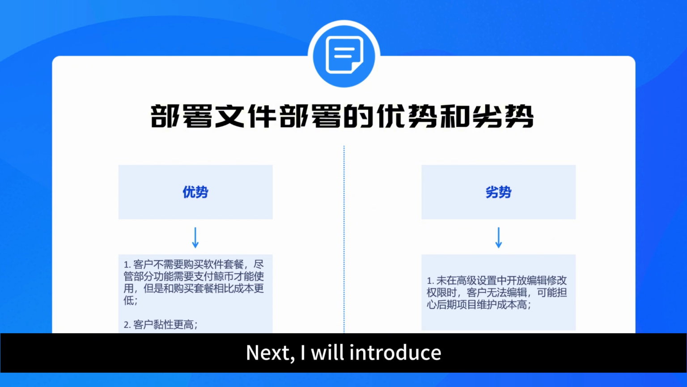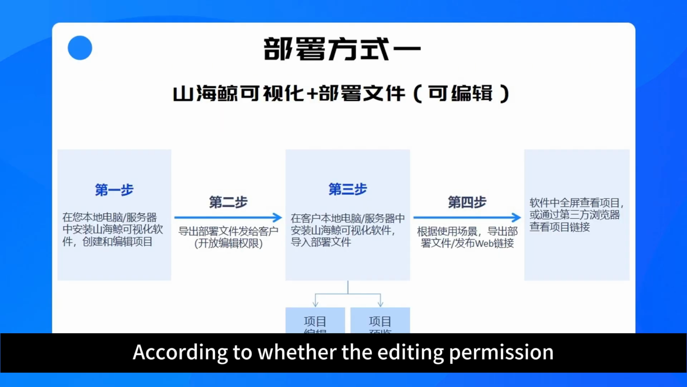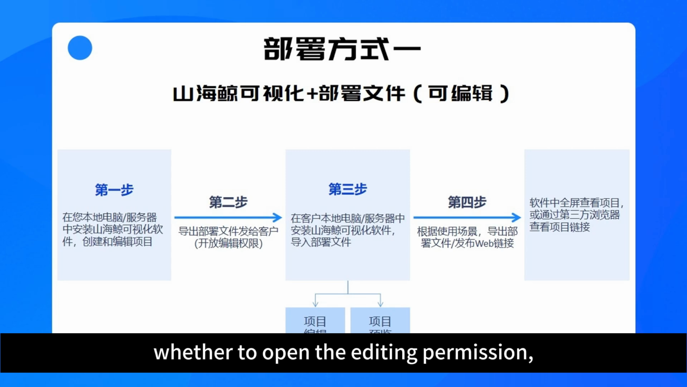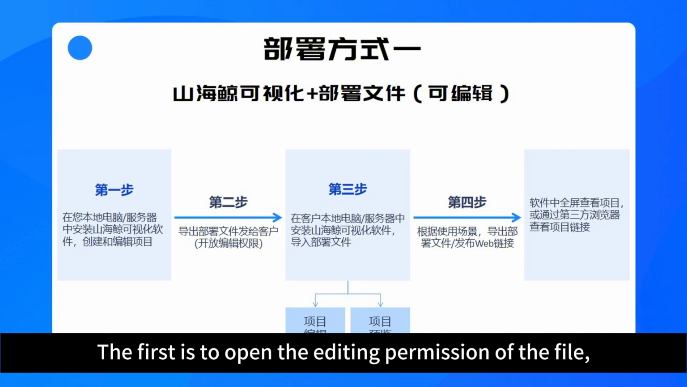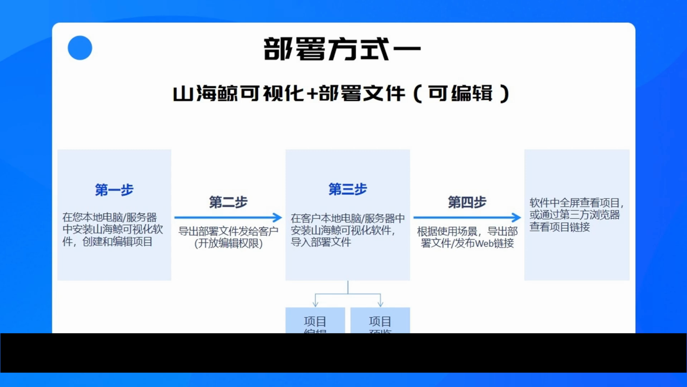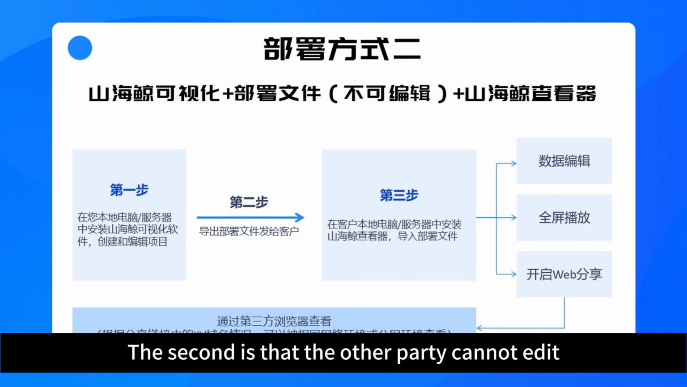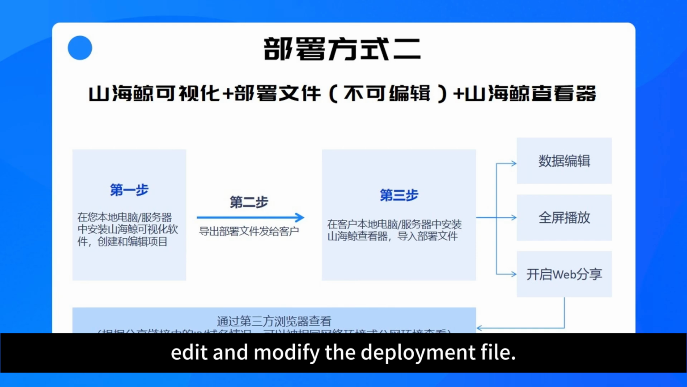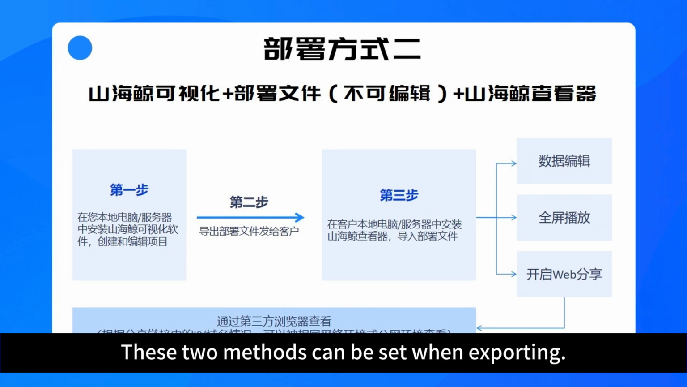which will increase the later maintenance costs. Next, I will introduce the two deployment methods, according to whether the editing permission is opened. The first is to open the editing permissions of the file, so the other party can continue to edit and modify. The second is that the other party cannot edit and modify the deployment file. These two methods can be set when exporting.